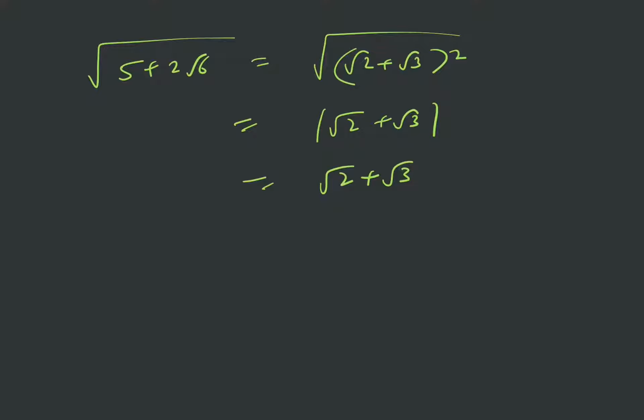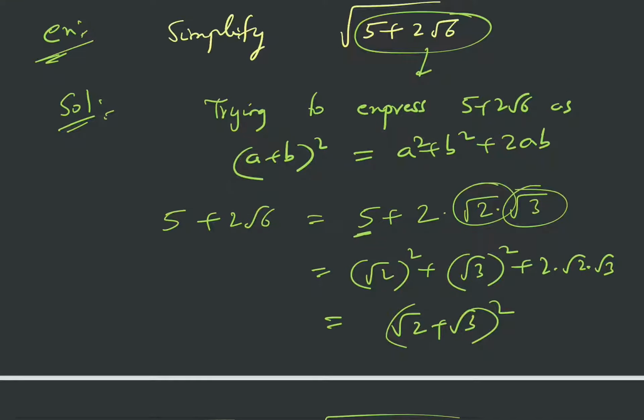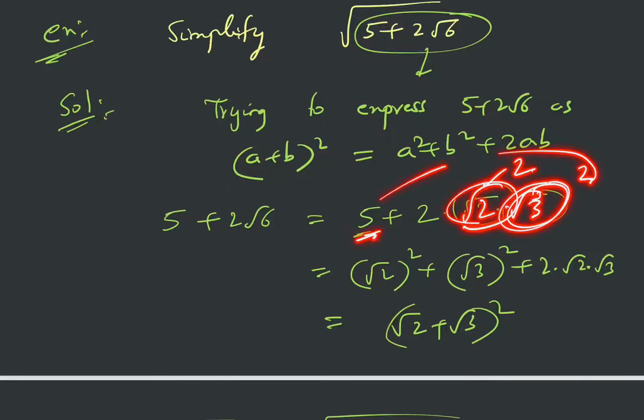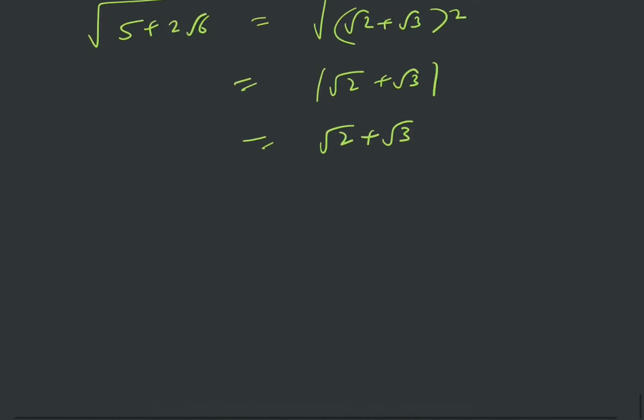So I hope that this is clear. The main idea is you need to express 5 plus 2 root 6 as a perfect square. Perfect square means a plus b whole square. So this 2 root 6 will act as my 2ab part, so I'll compare with this 2 into a into b. Root 6 you can write as root 6 into root 1 also, but then root 6 whole square plus root 1 whole square is 7, it is not 5. But if you write it as root 2 into root 3, then square root of 2 whole square plus square root of 3 whole square is 5. So then that will help, right?